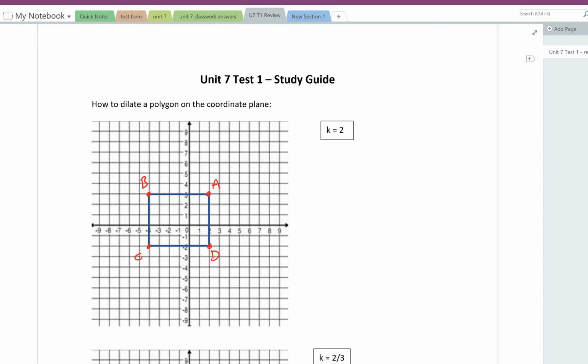Okay, this is the study guide for Unit 7, Test 1. Make sure you fill this in as completely as possible because you can use it on the test, and most of the problems on the test are going to look a lot like this. So if you can understand what I'm doing here, you'll be okay on the test.